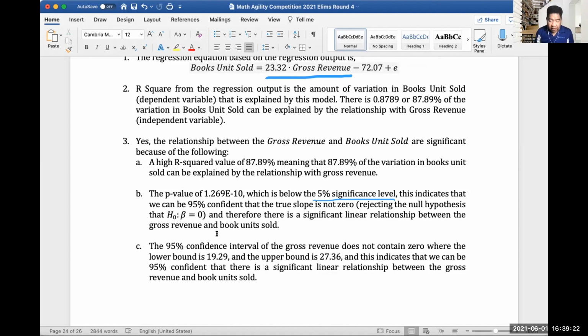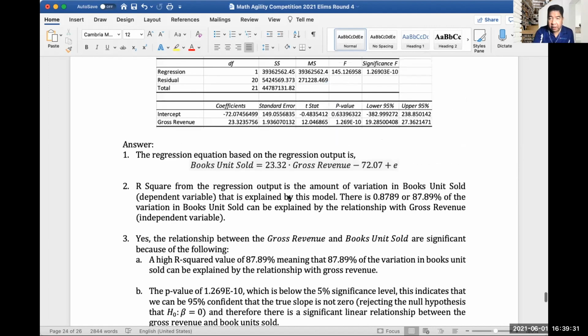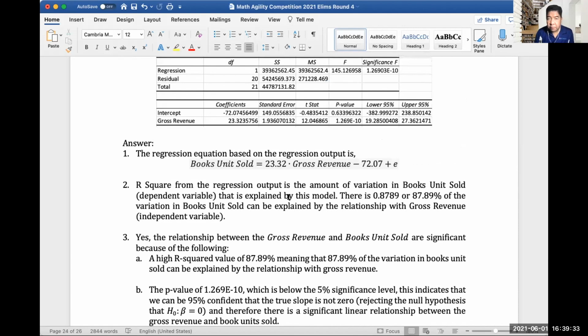Okay, so for the third explanation of why it is significant, using the confidence interval. If you look again at the summary output of the regression analysis, let's go back there. You can find it here. Gross revenue, right? From 19.28 or 29, which is the lower 95%. So that's the lower limit. We did this earlier, right, by hand. And the upper 95%, which is 27.36.